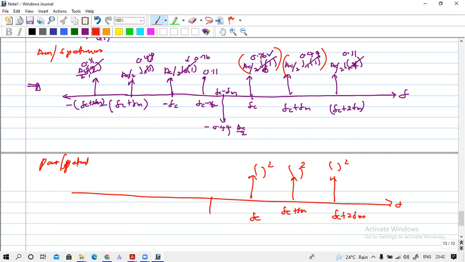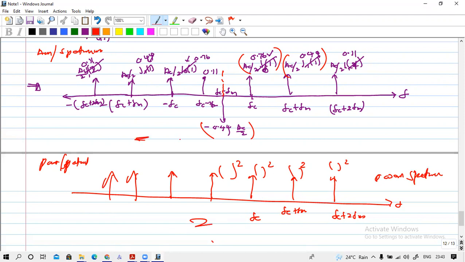And for fc minus fm you can square. When you do the square, then the negative value will go to the plus side. Okay, so when we square it, we have this value. This value is squared. Okay, so likewise you can have a power spectrum. I hope you can do that question without a problem.